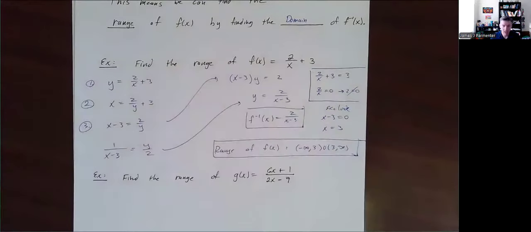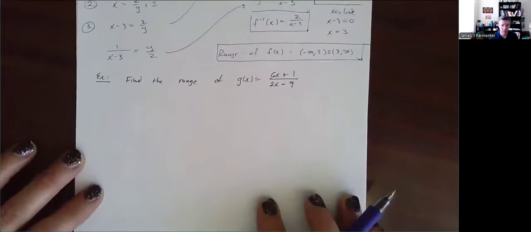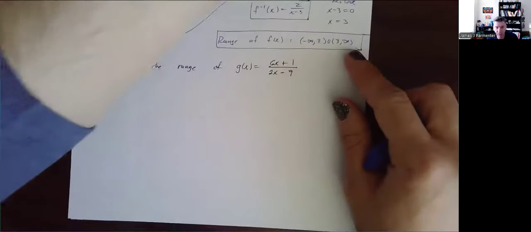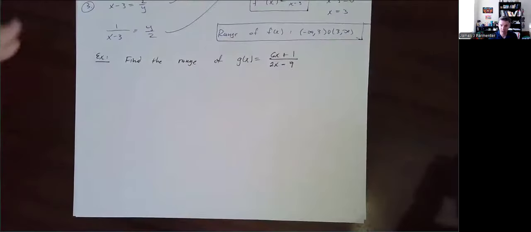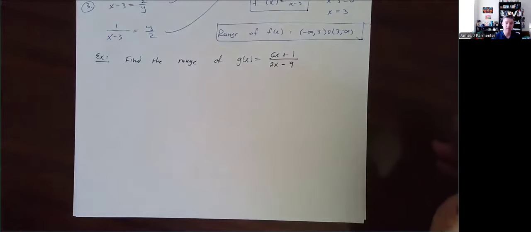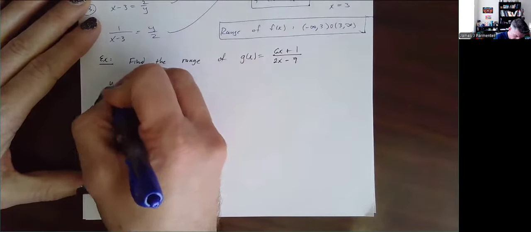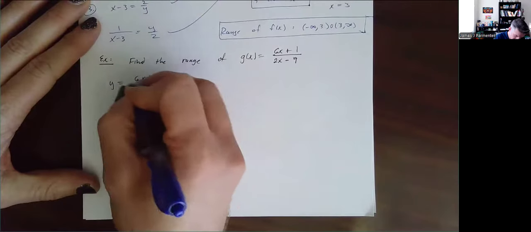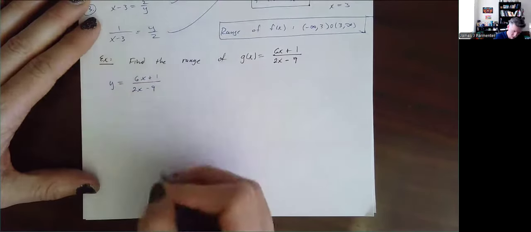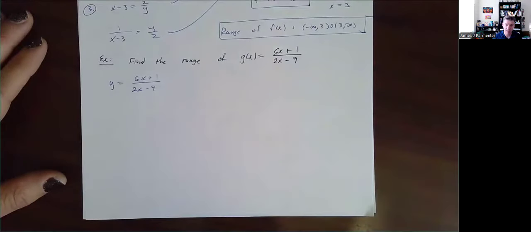Okay. Let's do the same thing for this next one, which is a little bit more work. So we're going to find the range of g of x equal to 6x plus 1 over 2x minus 9, again, by finding the domain of the inverse function. So we're going to say first y equals 6x plus 1 over 2x minus 9. We're going to interchange all the y's to x's, all the x's to y's.